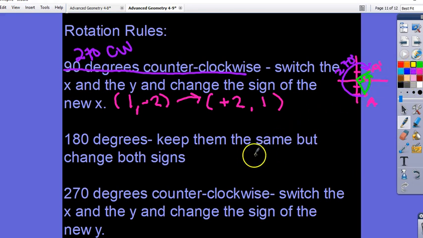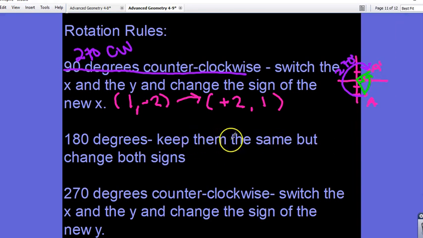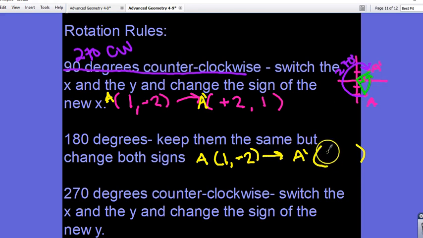So on this one, keep them the same, but change both signs. And we can call this A and A prime, right? So if A is at (1, -2), it's going to go to A prime, and it says leave them alone, so 1, -2, and then it says change both signs, so -1, positive 2. So let's look at this. We have (1, -2), that's our A. Our A prime is (-1, 2).